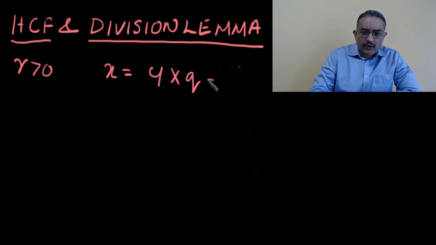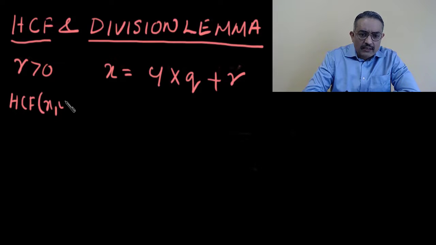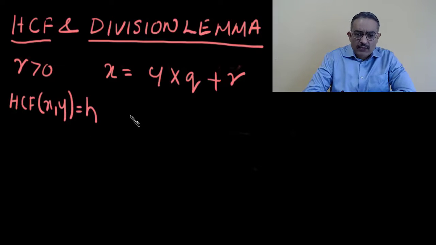Let's now consider the case where r is greater than 0. Now remember, the equation is x is equal to y multiplied by q plus r. This r is greater than 0. Now let's just imagine that the HCF of these two numbers, x and y, is actually h. What this means is that this h is a factor of x. It is actually the highest common factor of x and y.